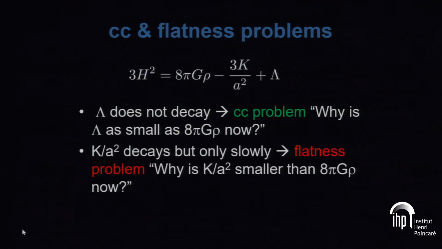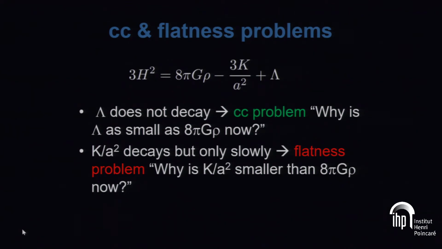Okay. So I'd like to first remind you that there are two difficult problems associated with the Friedmann equation. Okay, this is a Friedmann equation. And one is a cosmological constant problem. The second is a flatness problem. Of course, the most difficult problem is the cosmological constant problem because in the right-hand side, only lambda doesn't decay. Other terms decay. But we need to explain why lambda is as small as other terms now. Okay. So cosmological constant problem is the most difficult problem associated with this.